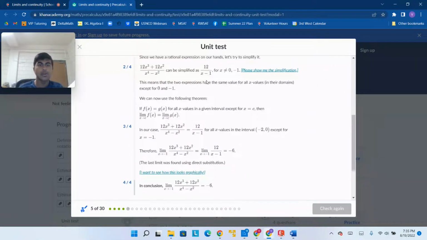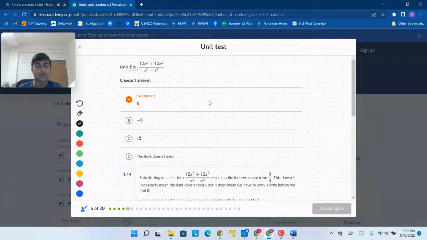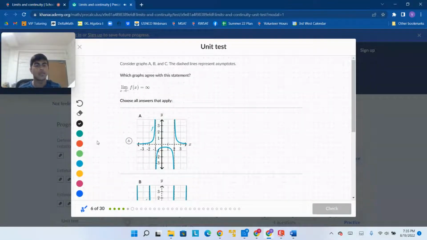Well, we know that if we just plug in negative 1, we get 12 over negative 2, which is going to be negative 6. All right, so negative 6 is our answer. And we can keep going. All right, let's keep going.